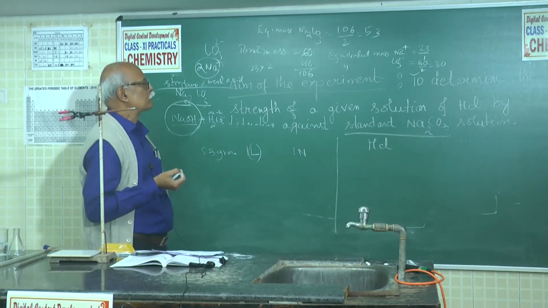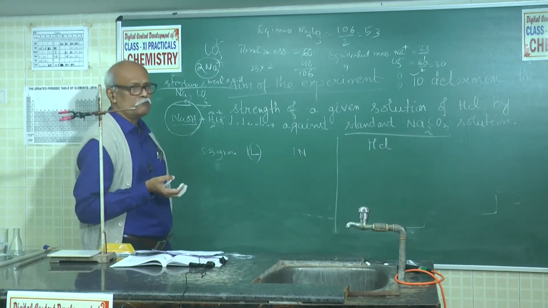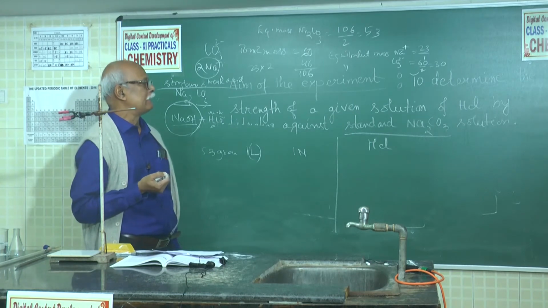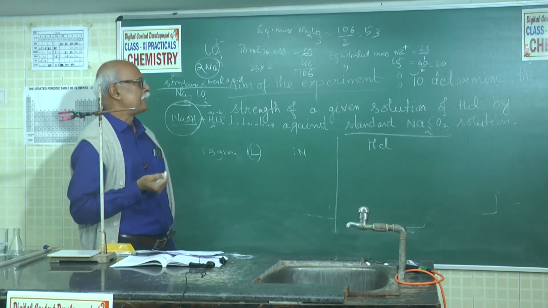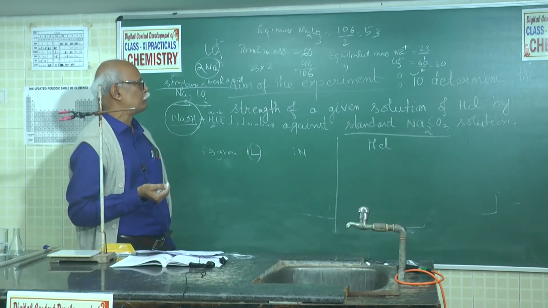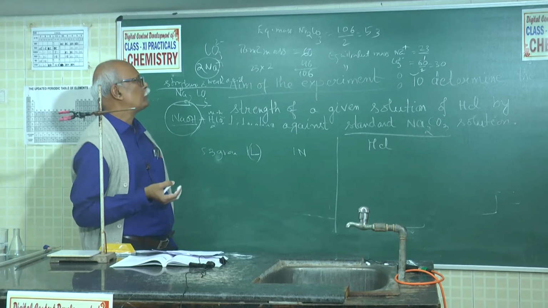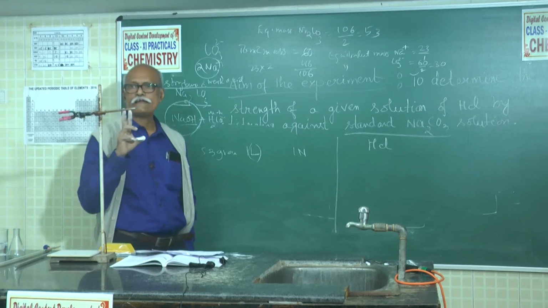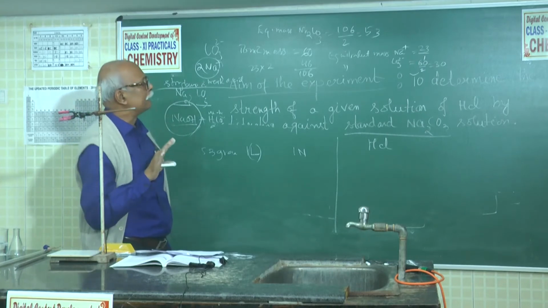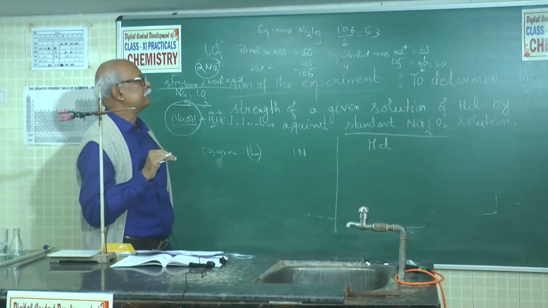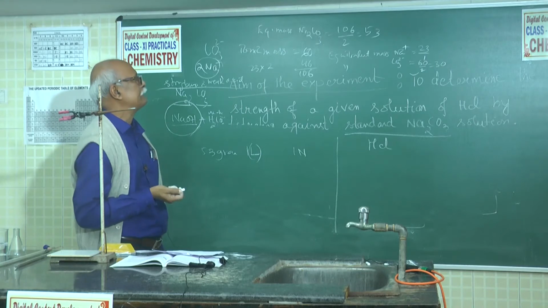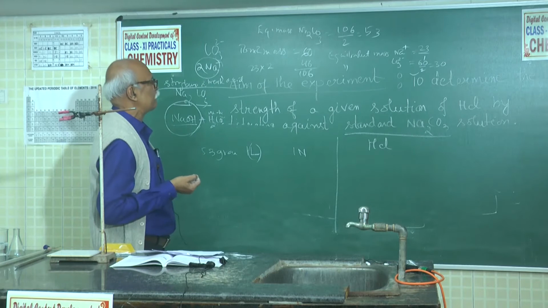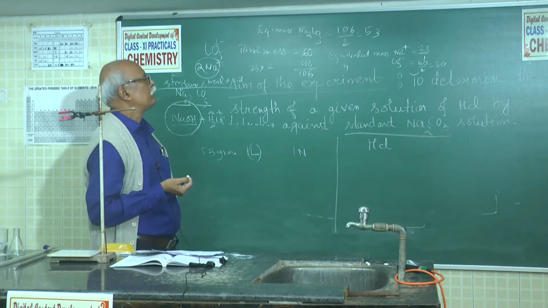So equivalent mass of sodium ion is 23 by 1 because the charge carried by sodium ion is equal to 1, and equivalent mass of carbonate ion is 60 by 2. Ionic mass is 60, 48 plus 12, and 60 by 2. 2 is the charge carried by it. Carbonate ion carries 2 negative charges. So if you add 23 plus 30, that will be 53. So whatever way you calculate, the equivalent mass of sodium carbonate will be equal to 53.